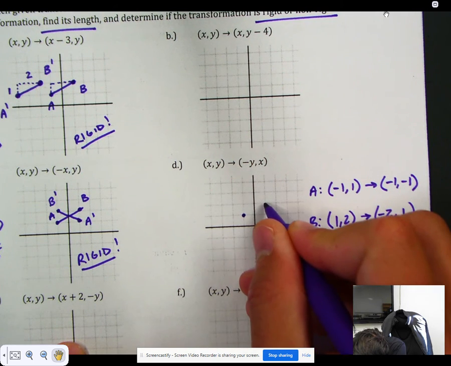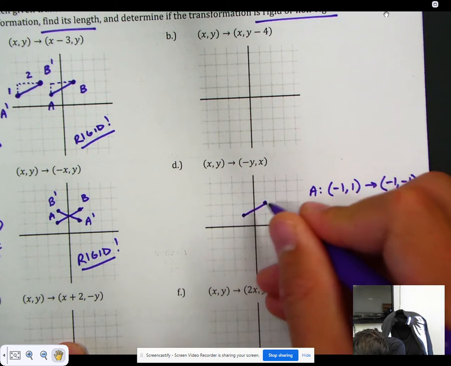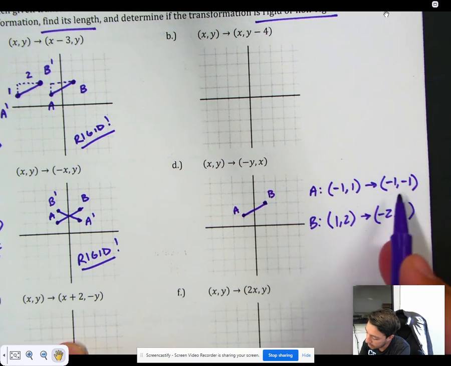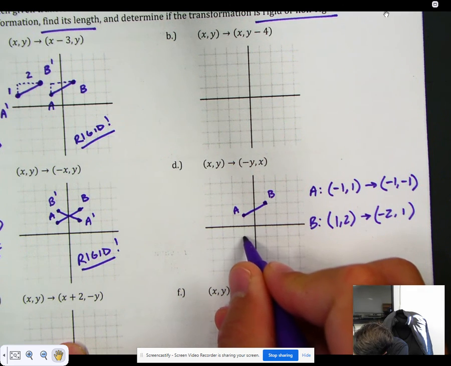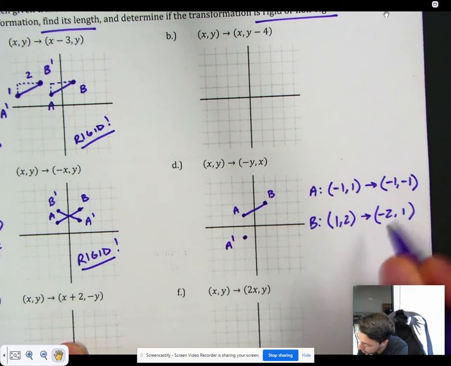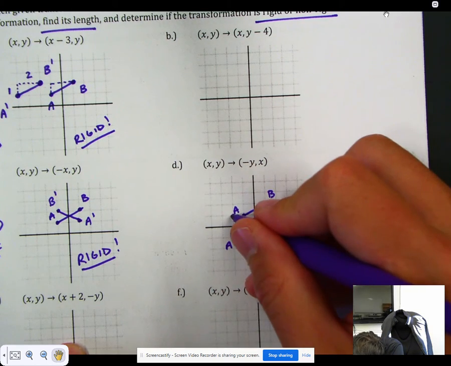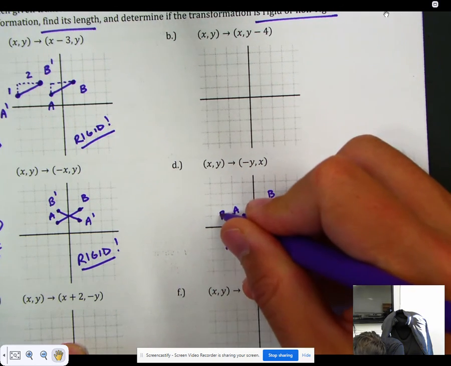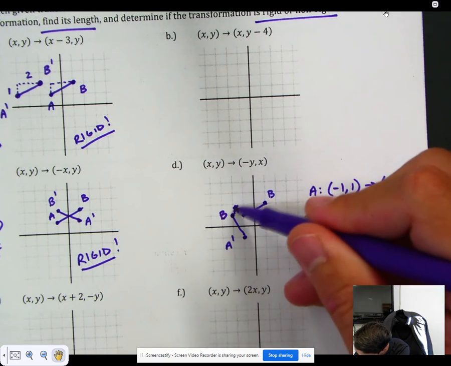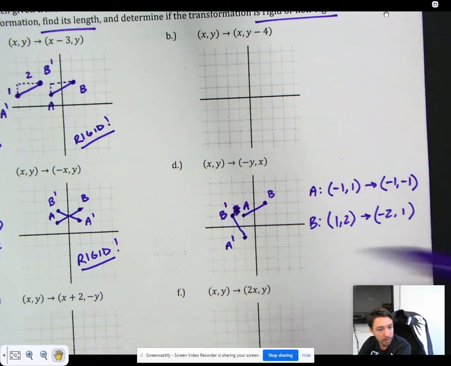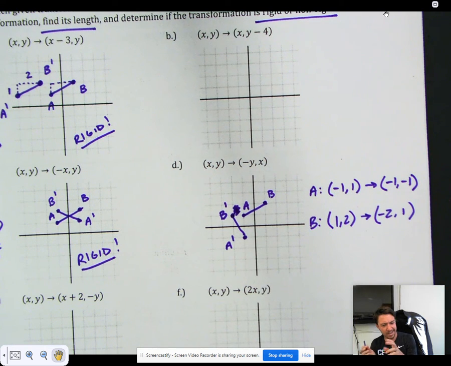Again, our original drawing looks like this. There's A, B. But now A is at negative 1, negative 1, so he's down here. And B prime is at negative 2, positive 1, right there. Sorry if that labeling is confusing. So A is that original point, and B prime is this new point. So that one's a little weird, right? Because now it's kind of got turned, and that's actually exactly what happened.